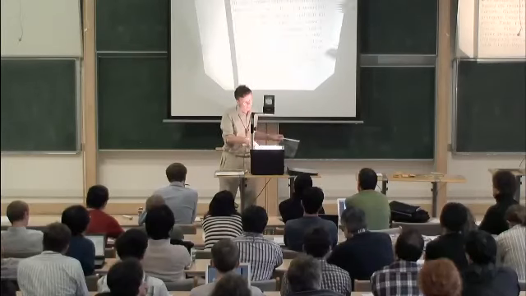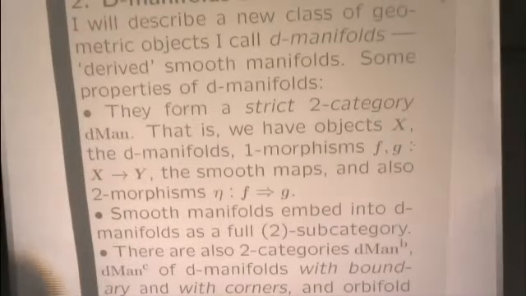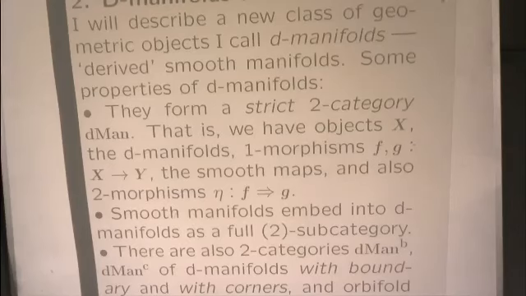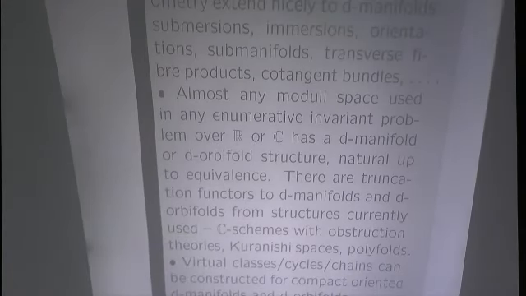Okay, so lots of differential geometry extends very nicely to D-manifolds. For example, submersions, immersions, orientations, submanifolds, fiber products, transverse fiber products, cotangent bundles, and so on. And these D-manifolds are really very nicely behaved as a 2-category and as a kind of 2-category of geometric spaces. You can write down a kind of shopping list of all of the nice things you would hope would happen for some kind of category of derived manifolds. And basically on my shopping list at least, all of the boxes are ticked.